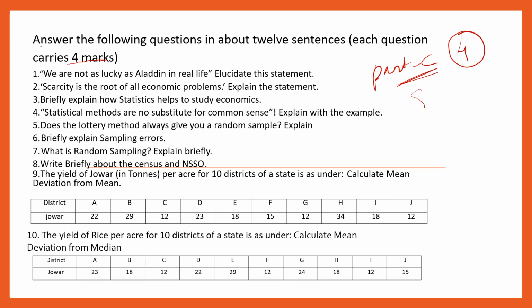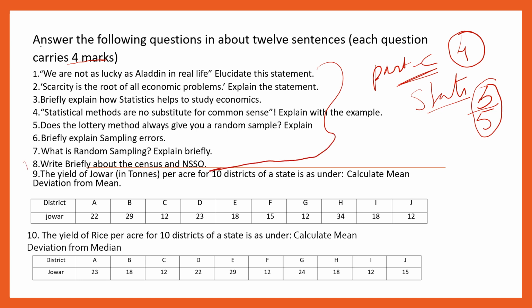If you consider the statistics part in economics, there will be 5 questions. Out of 5, you need to answer 3 questions. Here you can see the theory-based questions, up to the 8th one. Please practice these questions properly and you can answer them. From the first chapter, one question will be there, and from the second chapter, one question will be there.